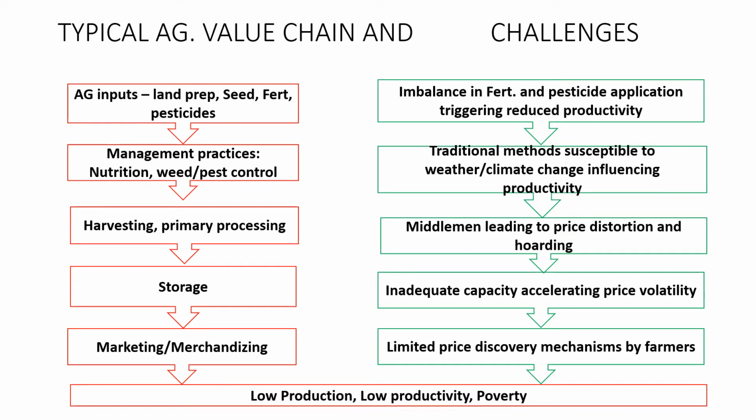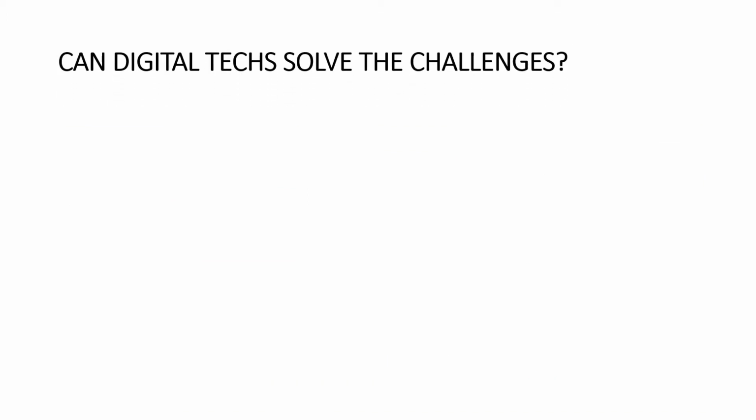So all of these will boil down to low production, low productivity, and then would lead into poverty at the end of the day. So having looked at these challenges within the value chain, of course, these are some of the challenges, but there could be a lot more challenges. Now, can digital technologies solve these challenges?